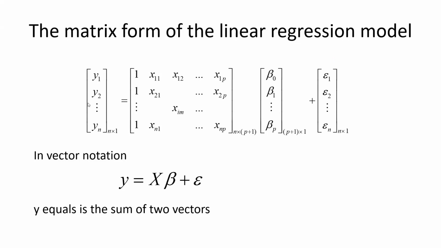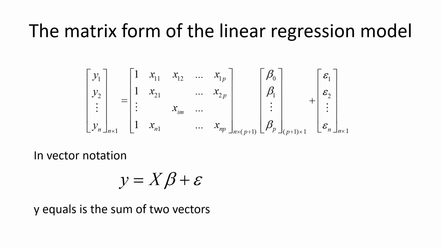Now, rather than putting down the individual elements here, I can write this in vector notation. I have a vector of y equals x beta plus a vector of epsilon, a vector of size n. Now, if we look at this x matrix and the vector of the betas, we have n times p plus 1 and p plus 1 times 1. So once you multiply them together, you have a vector of size n times 1. So really what we have is that x beta is a vector, plus a second vector. So y is the sum of two vectors.